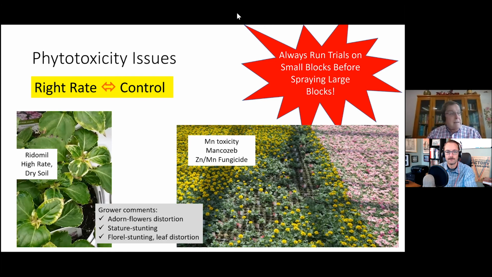So does that kind of give us a good idea, Bill, of what's all happening out there with putting together a program? I think so. You take all that good information in the charts, and then you start thinking about your own specific situation in your greenhouse. I mean, what you said about trialing and testing small blocks, that is good practice no matter what you're spraying or what you're looking to control.